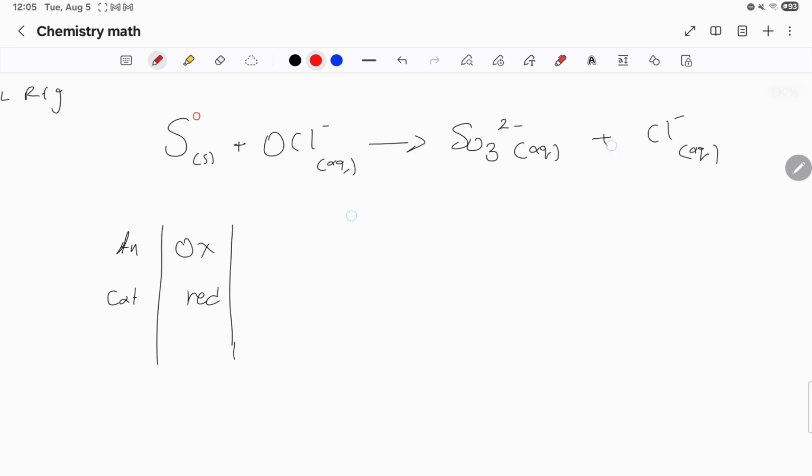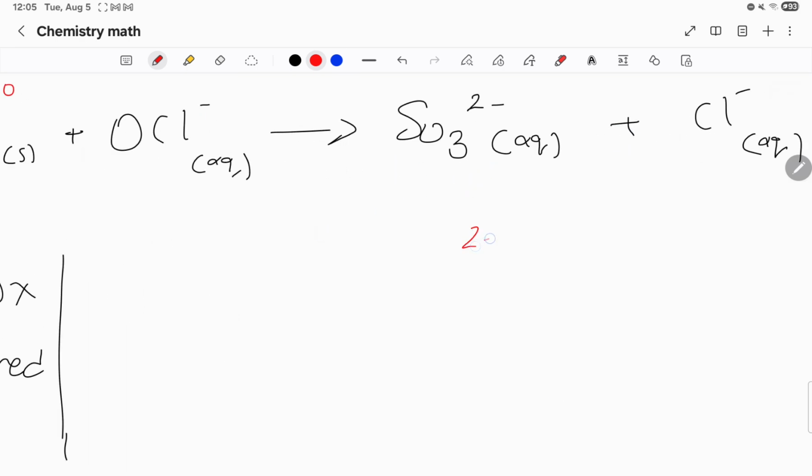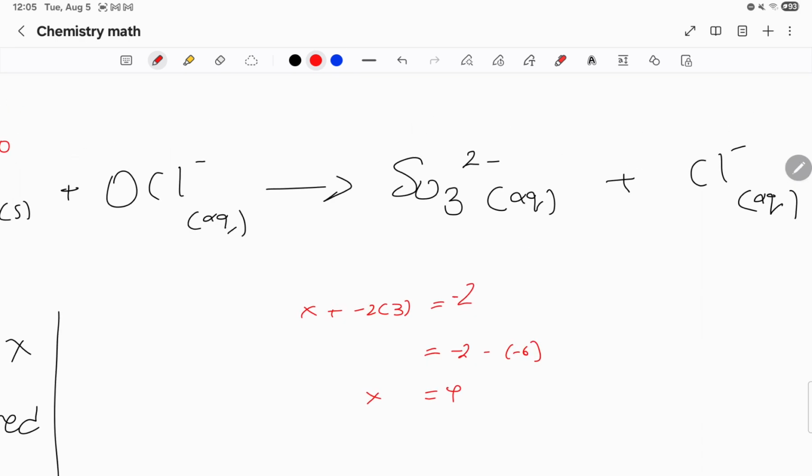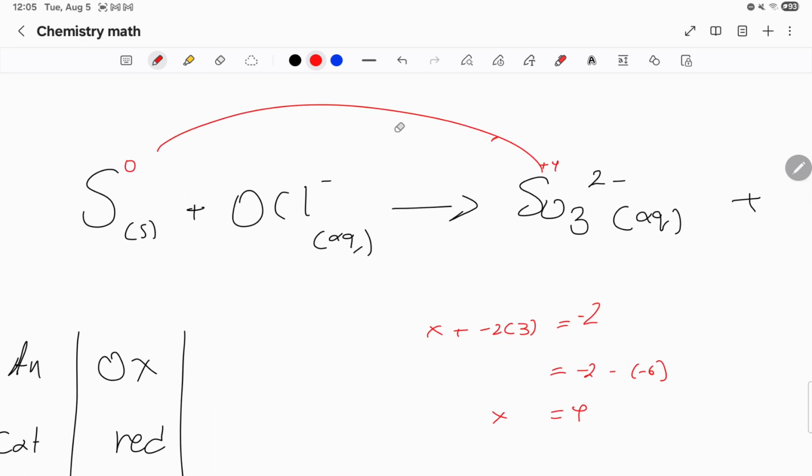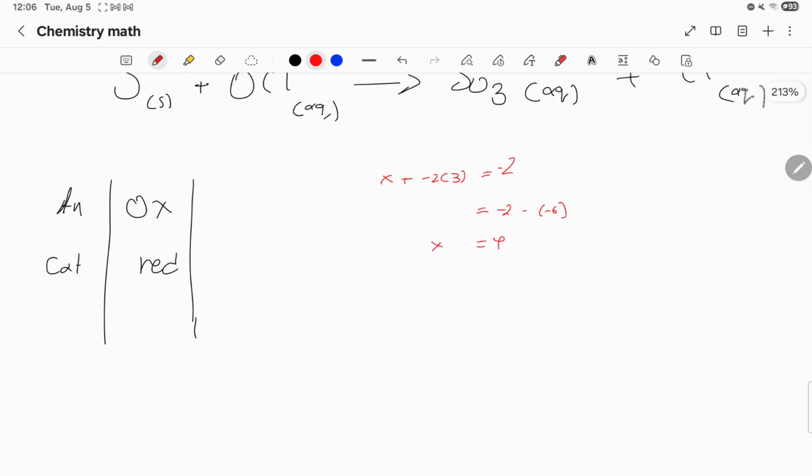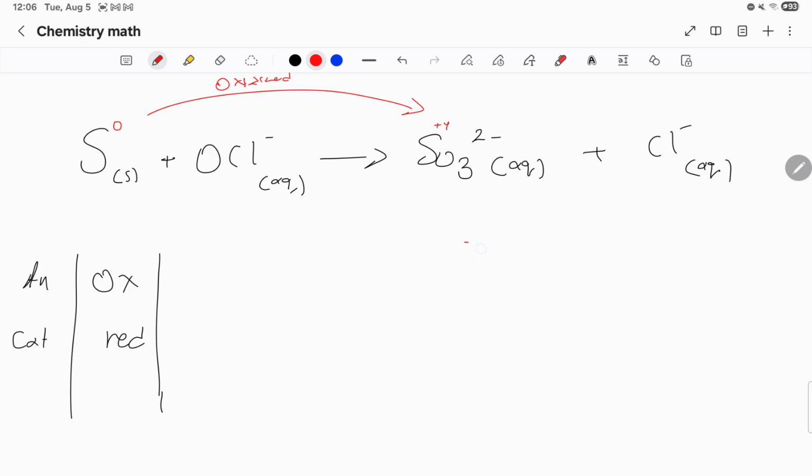So we know this guy has a 0. We know that this guy, 2 minus equals -2, 3 plus x. So we can rewrite this as -2 minus 6, and this will give me 4 as x. So this means that this is actually +4. So, going from 0 all the way to +4, you have lost a lot of electrons. Like I said, I was correct in the prediction. This is becoming oxidized.